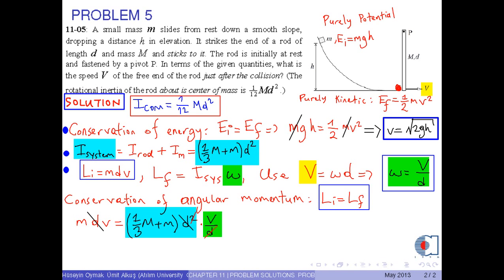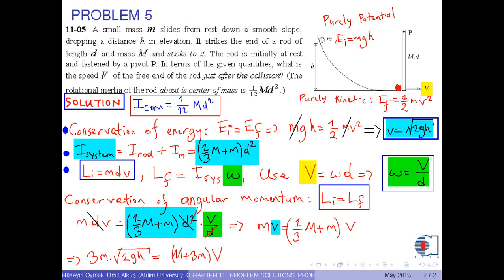After some cancellations, we obtain m times small v equals (1 over 3 times capital M plus small m) times capital V. Here it is convenient to use the expression that we have found for small v, that is 3m times square root of 2 times g times h equals (capital M plus 3m) times capital V. As a result, the speed capital V of the free end of the rod just after the collision is obtained as 3 times small m times square root of 2 times g times h over (capital M plus 3 small m).